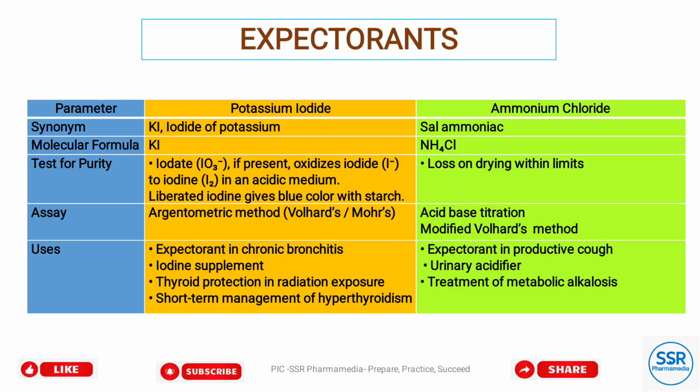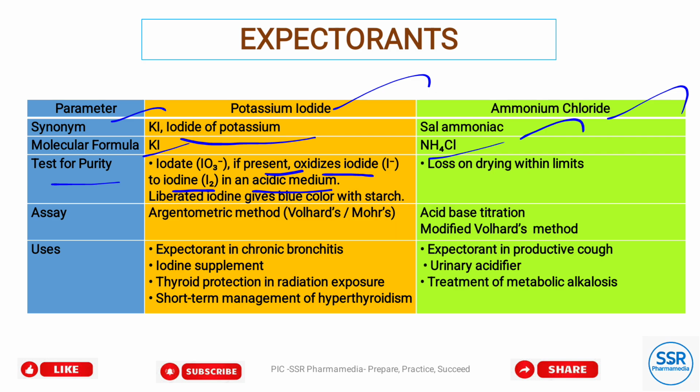Next, we will discuss the compounds potassium iodide and ammonium chloride. The synonym of potassium iodide is KI, and for ammonium chloride it is salt ammoniac. Molecular formula and test for purity are very important. Potassium iodide may contain iodates. If present, they oxidize the iodide to iodine in an acidic medium, and the liberated iodine gives a blue color with starch. For ammonium chloride, the test for purity must check the loss on drying within limits.